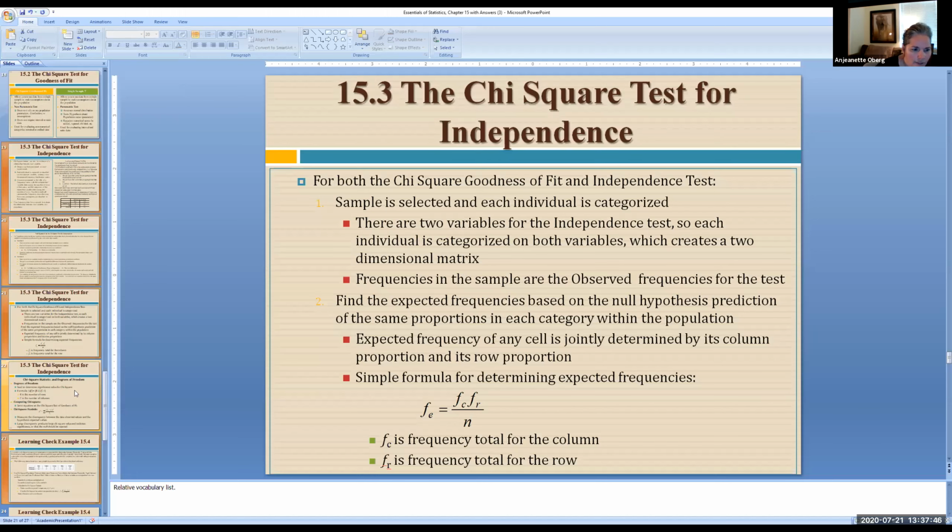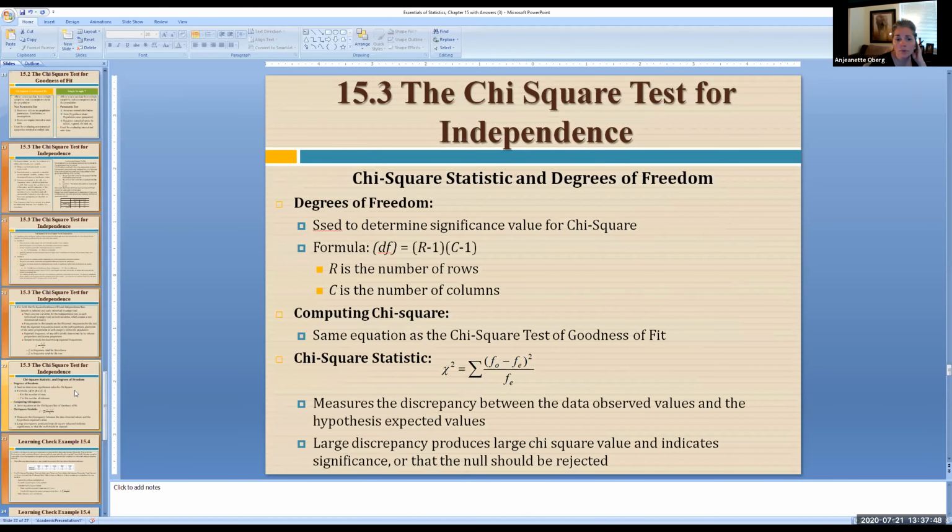Okay, so here we go. So now to calculate our degrees of freedom, it's going to be a little bit different. We're going to say degrees of freedom equals the number of rows we have minus 1 times the number of columns that we have minus 1. So here's our formula for a chi-square test for independence. And even though we have a different formula for degrees of freedom, the formula for chi-square is the exact same. It does not change whether we're doing a chi-square test for independence or a chi-square for goodness of fit. Their formula is exactly the same, okay?